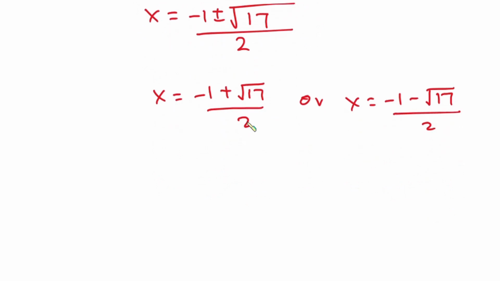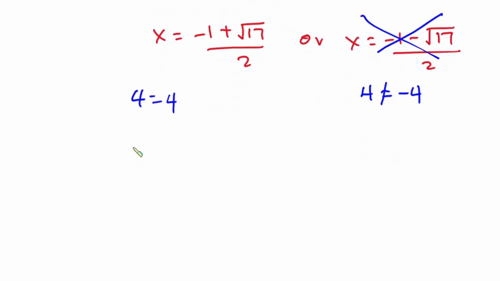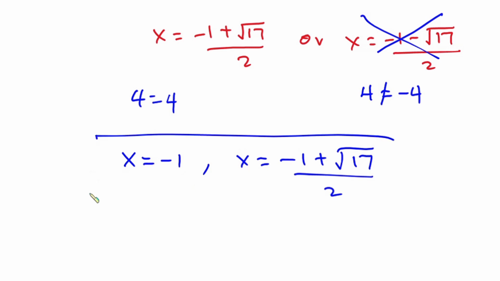Now, if you plug these values into the original equation, you get to know that for this value of x, we have 4 is equal to 4, okay? Then here you will get 4 is equal to -4. And of course, 4 is never equal to -4. So this value of x does not satisfy the equation, okay? So we can say that the value of x for this problem is -1, and then x is equal to -1 plus square root of 17 over 2. And this is our final answer.